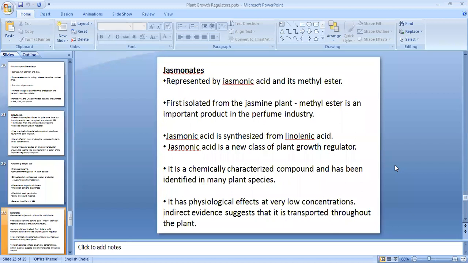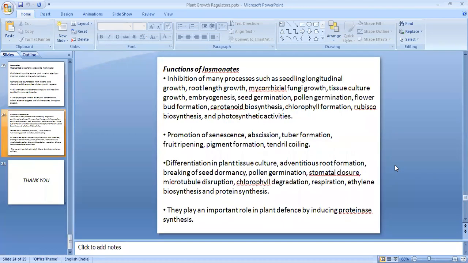And there is indirect evidence suggesting that it is transported throughout the plant. Even if it is synthesized in one particular part of the plant, it gets transported to all parts of the plant. And what are the functions of these jasmonates? They inhibit many of the processes in plants, like seedling longitudinal growth. That means the seedlings produced will be of short length.